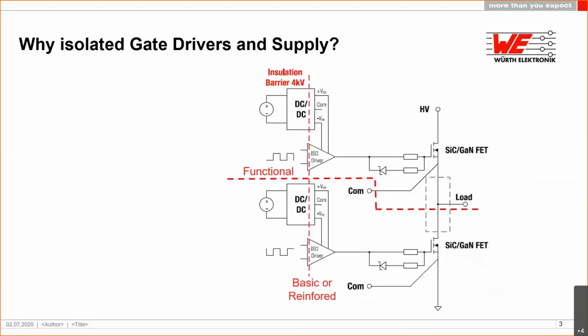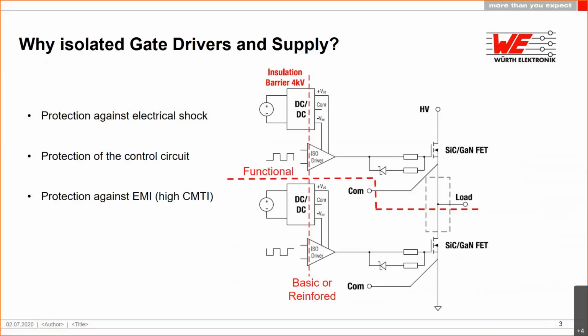Martin already mentioned it. Usually you work in a high voltage system, even if it's GaN or SiC, with isolated gate drive. Why do we do this? First of all, of course, we would like to protect against electrical shock. Second, we would like to protect the control circuit on the low voltage side. Then we would like to protect against EMI, especially achieving high common mode transient immunity. We will see this later.